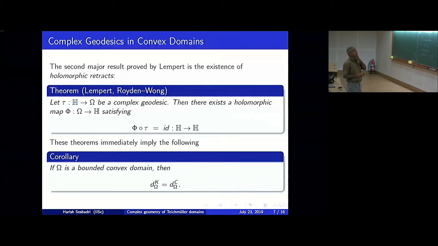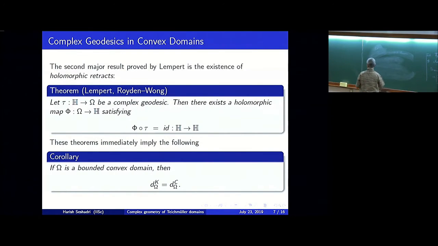The thing, apart from various other reasons why it's interesting for us, is that the existence of this immediately implies that the Kobayashi and Carathéodory metrics coincide for a convex domain. Fortunately, this is a one-line calculation which I can quickly show. It's basically just the Schwarz lemma applied twice.